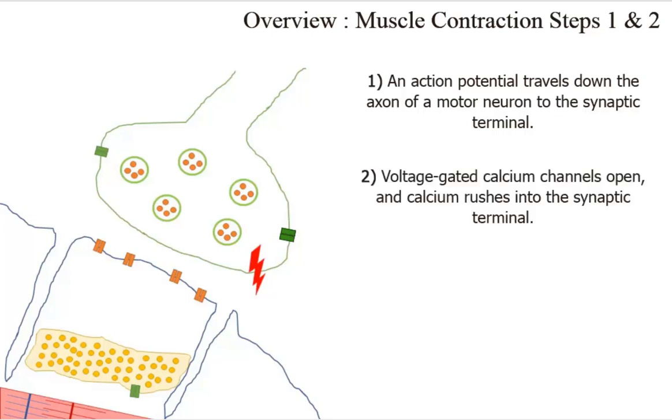Step 2, the action potential causes the voltage-gated calcium channels on the synaptic terminal to open. And recall that calcium ions are high concentration outside the cell and low inside the cell. So when these channels open, calcium rushes into the synaptic terminal.